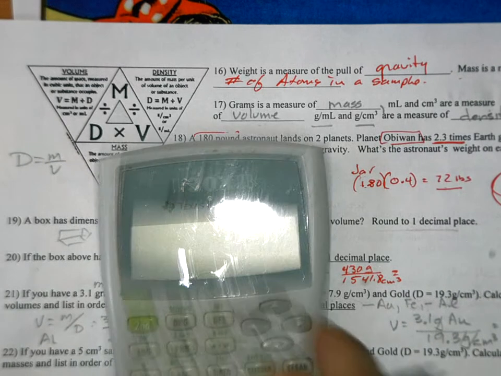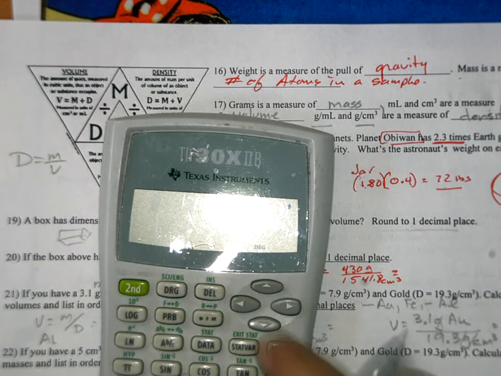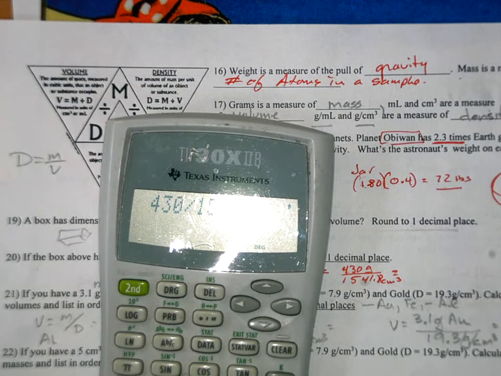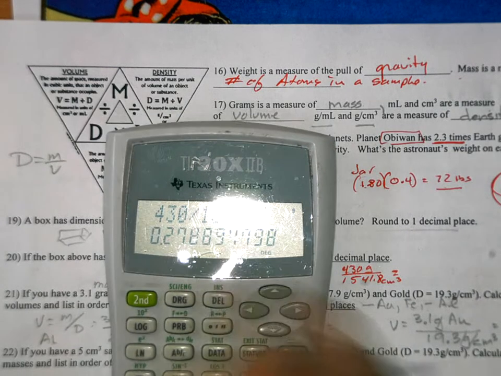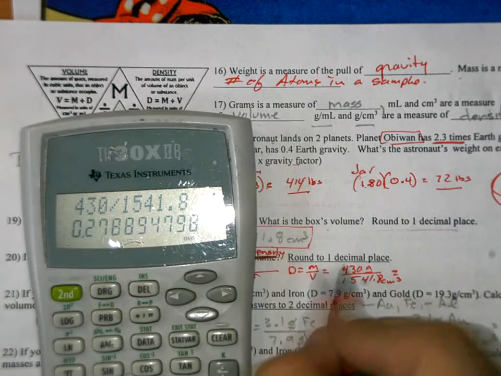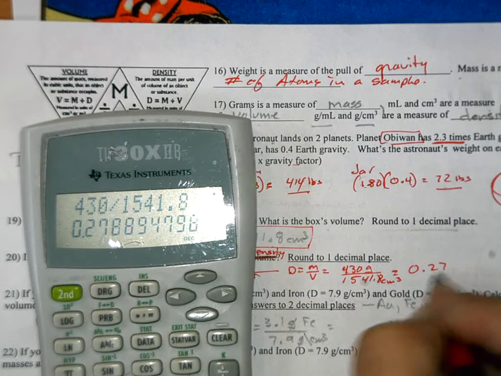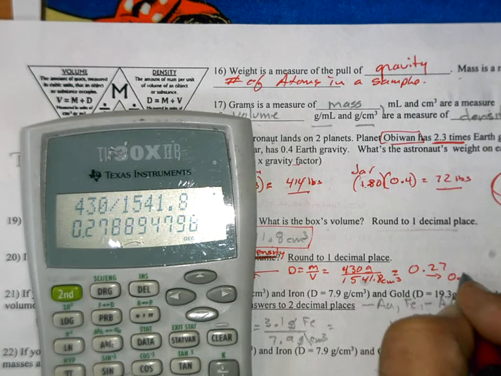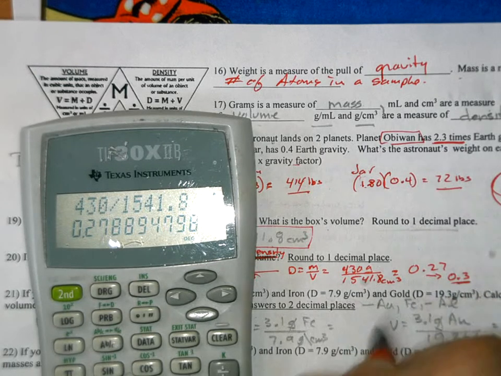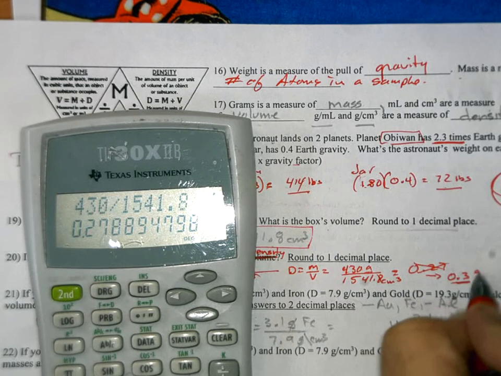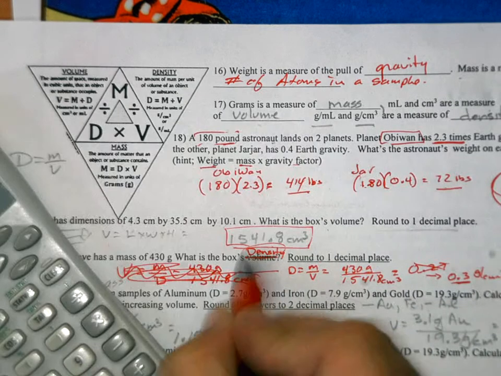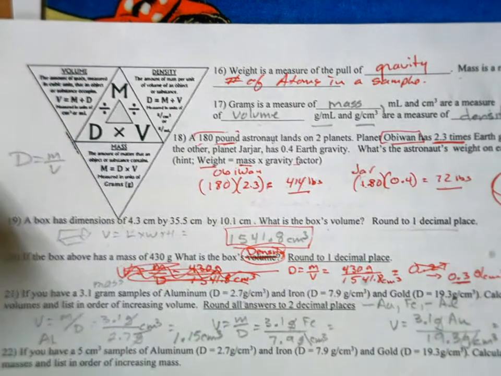I think I wrote the calculation down. Let's check this out. 430 divided by 1541.8. And we're supposed to round to one decimal place. So 0.27 will round to 0.3 if we're going to one decimal place. And that's going to be grams per centimeter cubed. Sorry about that, that was a typo on there. That was supposed to be density. Okay, moving right along because now I'm partially embarrassed here.